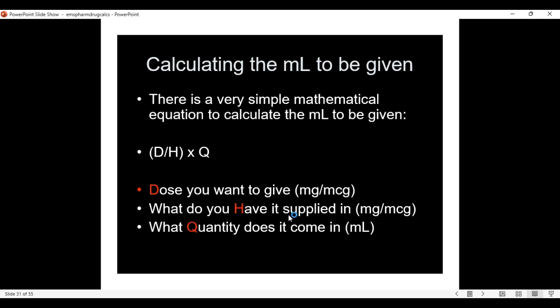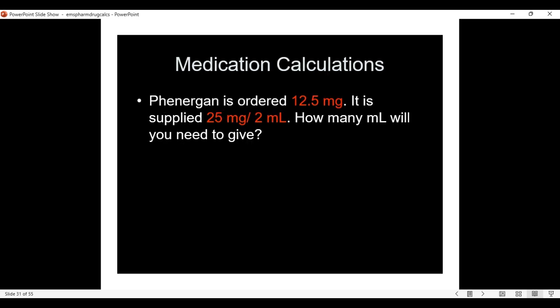Okay, so calculating the ml to be given is very simple. The D divided by H times Q. So D stands for dose. This is what we want to give. So the micrograms, milligrams, micrograms. The H is what we have, or what you're supplied in. And the Q is quantity. Does it come in, right?